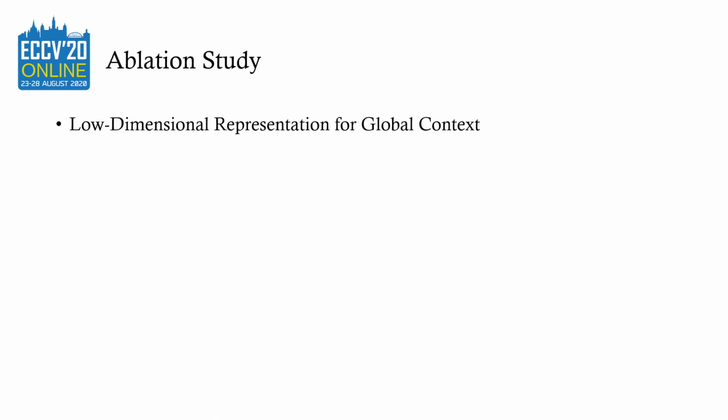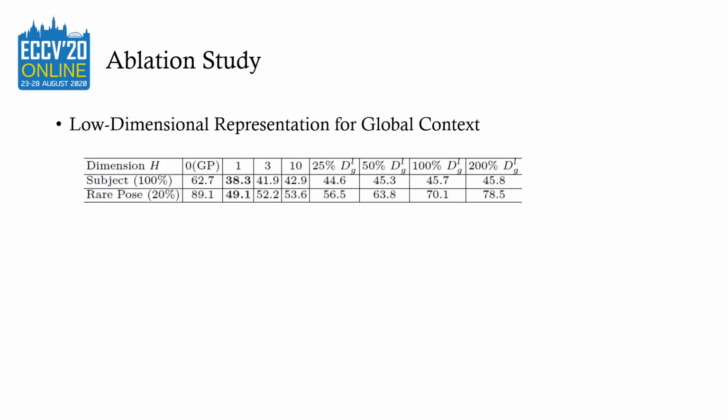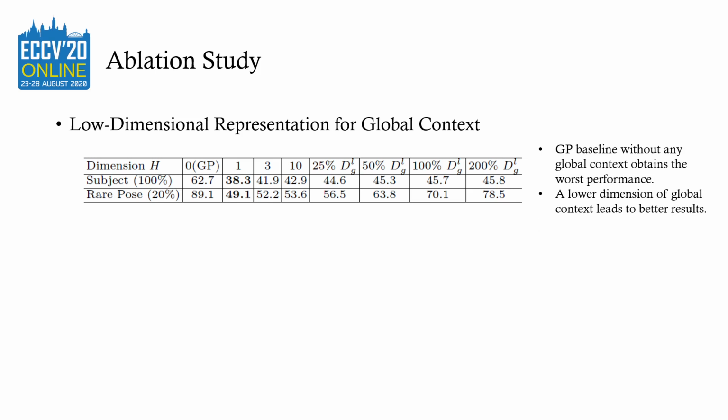Thirdly, we present the performance of SRNet with different dimension h for the global context. When h is equal to 0, SRNet degenerates into the group-connected baseline. It can be seen that the group-connected baseline without any global context obtains the worst performance. This shows the importance of bringing global context back to local groups. Also, it is found that a lower dimension of global context leads to better results. The best result is achieved by keeping only a single dimension for the global context.